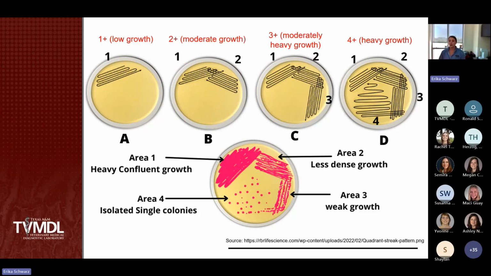Occasionally, we'll note that there were only a few colonies or state that there were 1 or 2 colonies present, and this would be to exemplify that the growth was almost negligible. This is something I get a lot of questions about: what does the 1+ or 2+ on my report mean?